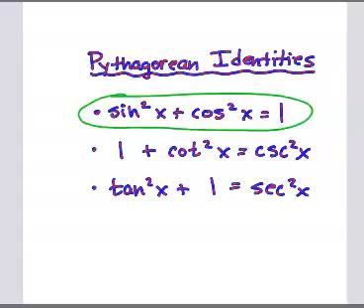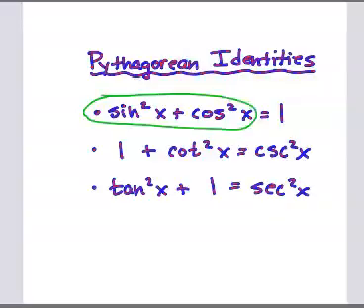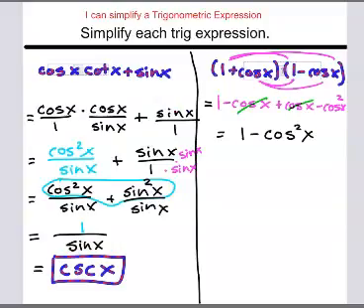I can either substitute the 1. So maybe we should try that. Let's substitute the 1 for sine squared plus cosine squared. The other thing I could do is subtract cosine squared first, but let's just do it like this. I think it's a little easier to see. So we're going to substitute 1 with sine squared plus cosine squared and see if that helps. We're just substituting that 1 for that because 1 equals that.